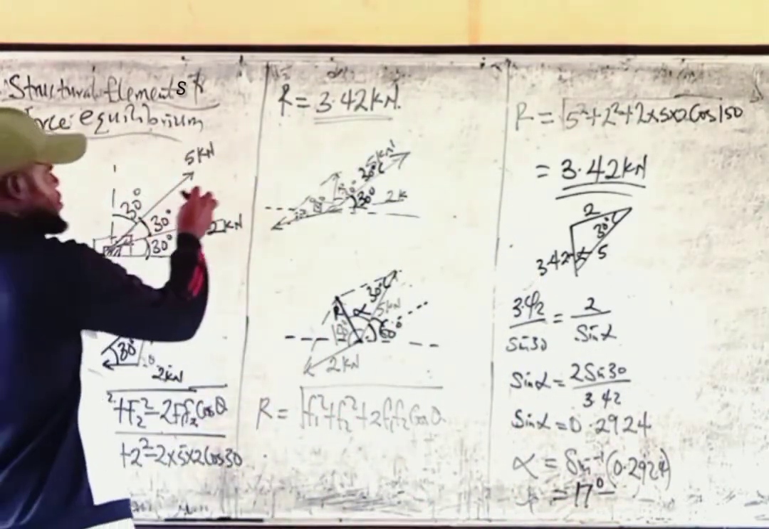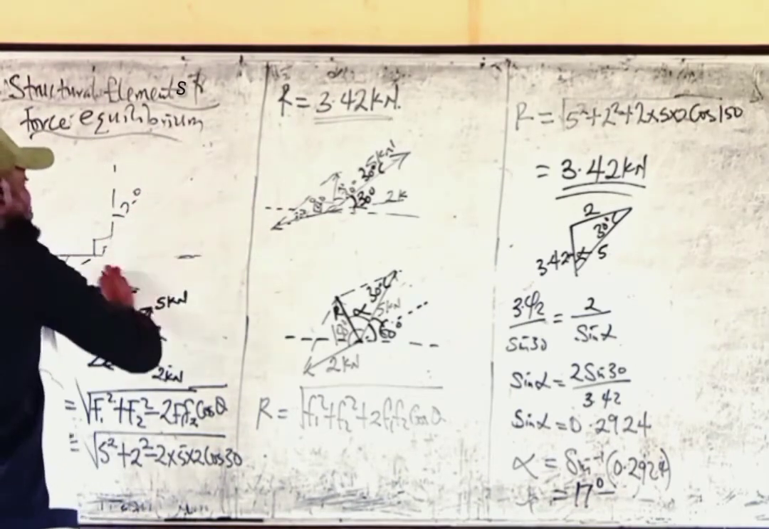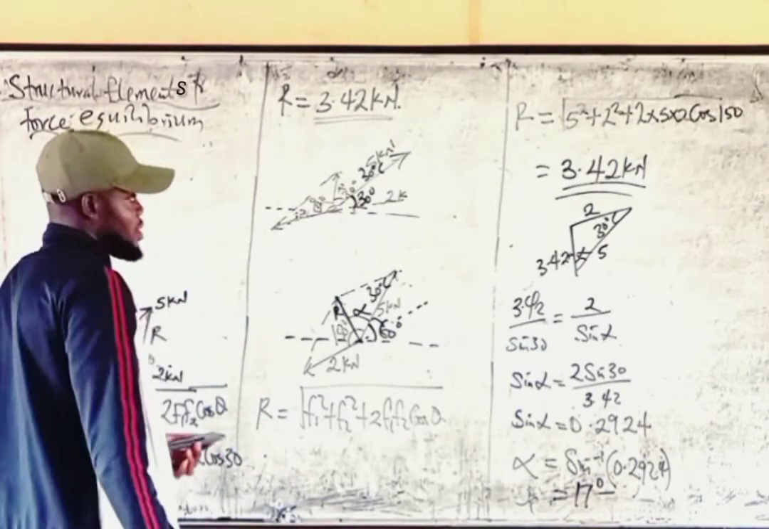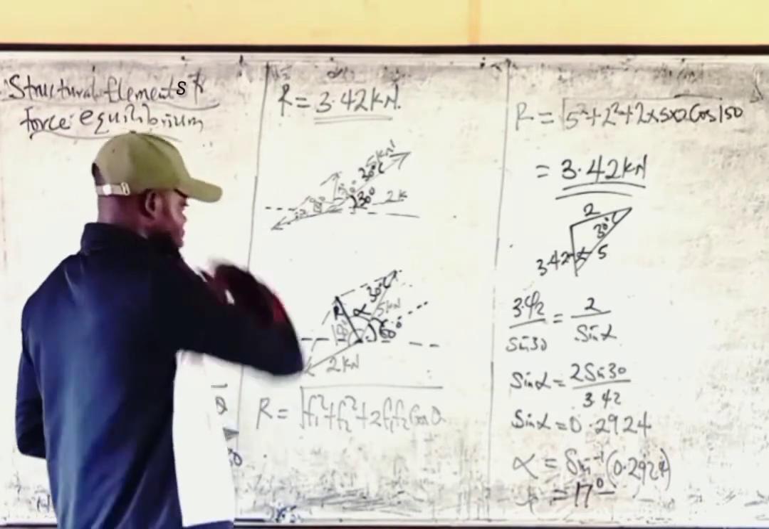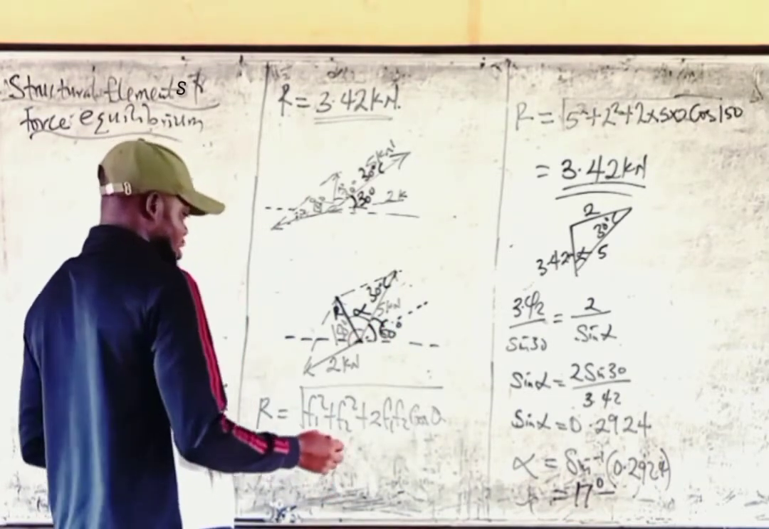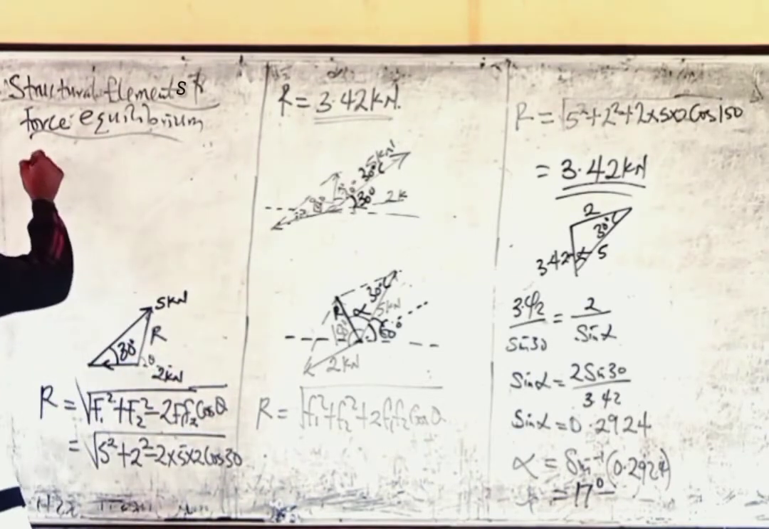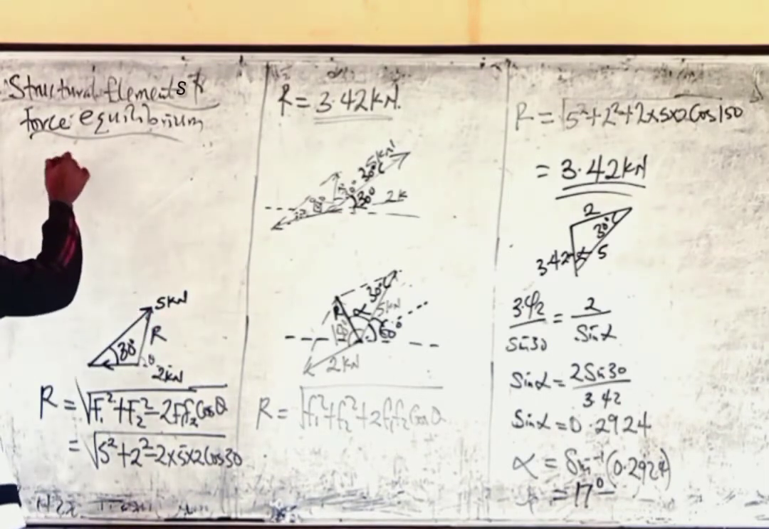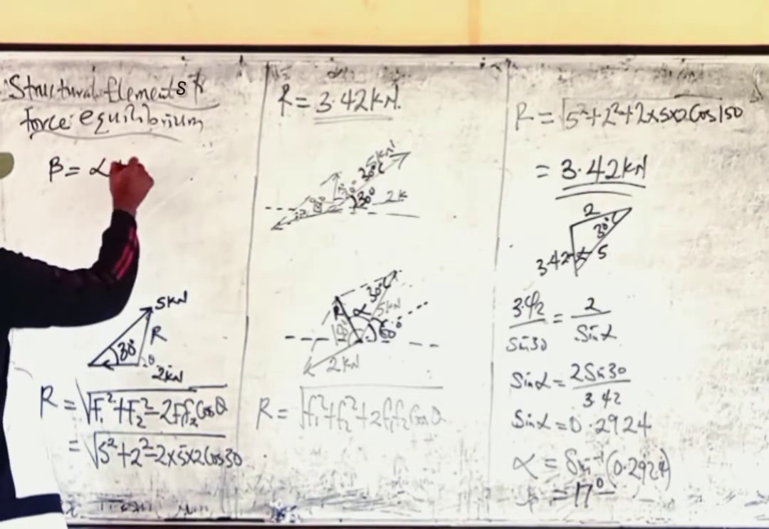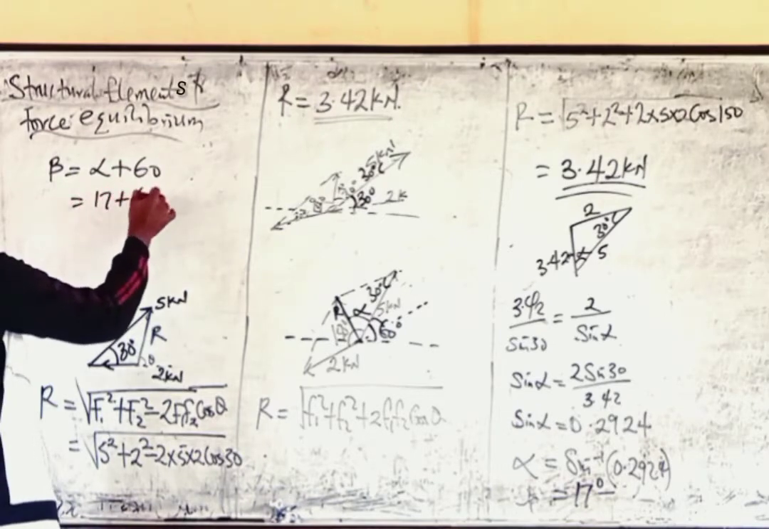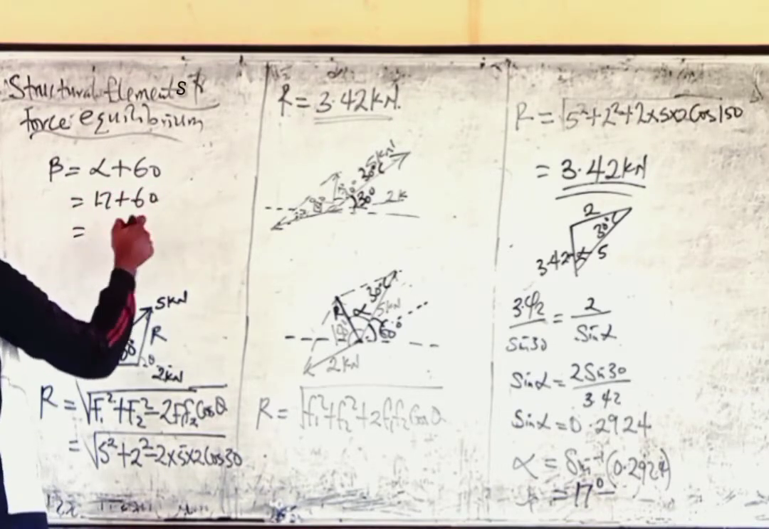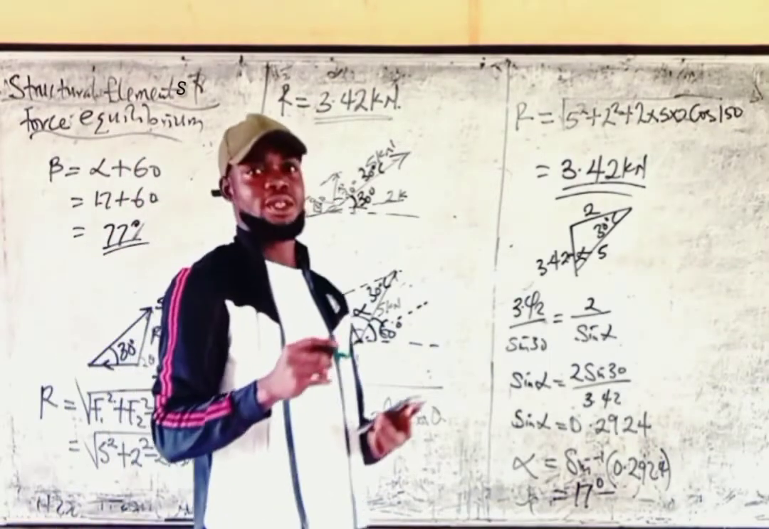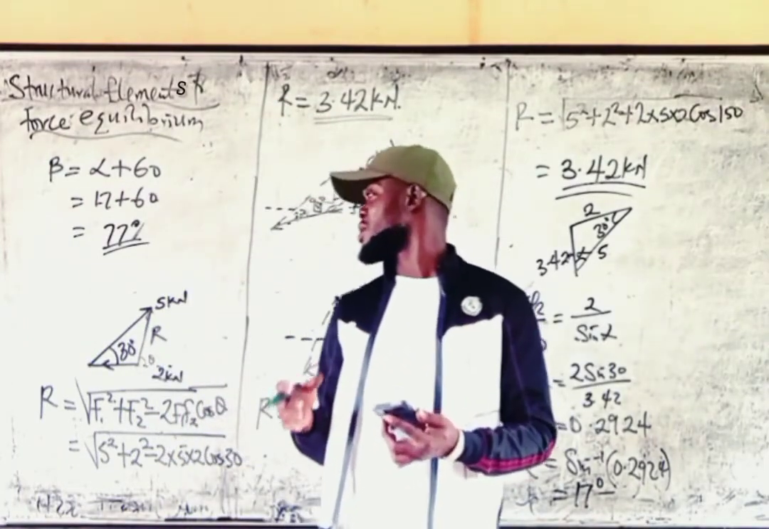So what will be the value of our angle between the resultant and the positive x-axis? The angle between the resultant, that is from here to here. So let's call the angle beta. The angle between the resultant and the positive x-axis, let's call it beta. So our beta will be equal to alpha plus 60, which is 17 plus 60. That's 77 degrees. That is the angle between the resultant and the positive x.